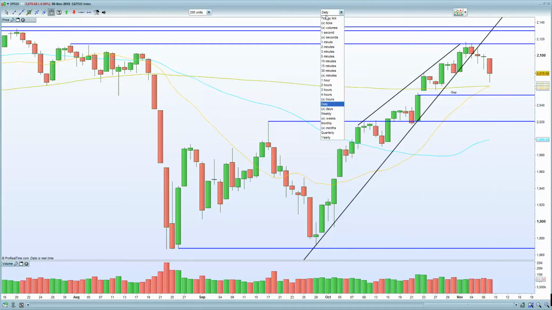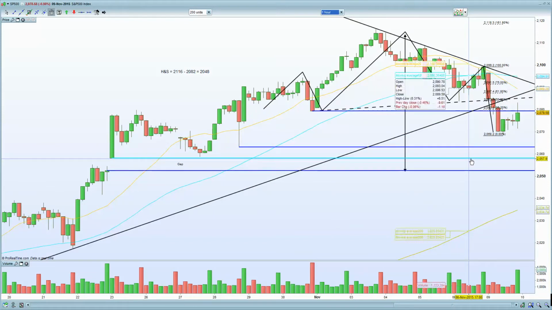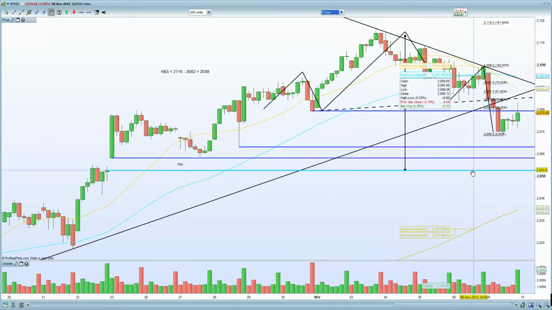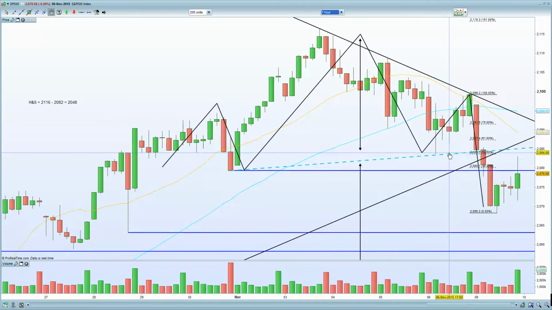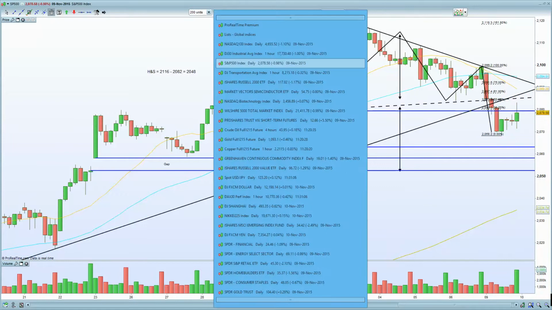If we go to the 60-minute chart, again, you're looking at potential support at 2062, 2058, and then obviously gap fill at 2052. And whether or not we can close that gap, it's certainly a good question. And all eyes on the S&P 500 in terms of the HNS formation.